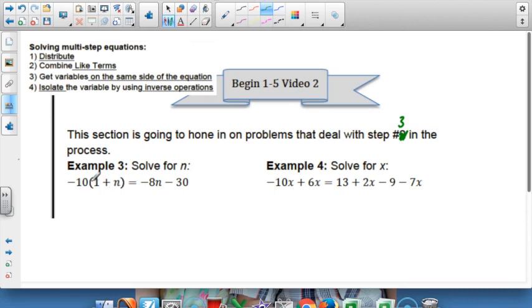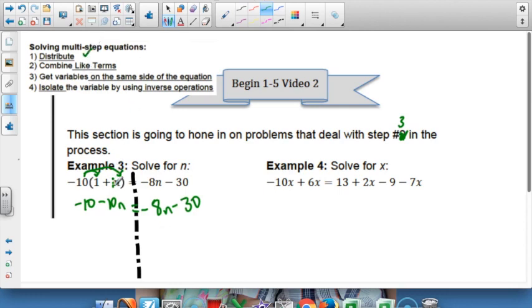So we're going to start by distributing. When I look at this example number 3, I see some parentheses. I've got a -10 out front. So that means I definitely need to distribute that -10. So -10 times 1 is -10. -10 times n, remember there's an understood 1 there, so I get -10n. On this side of the equal sign, there's no distribution to be done, so I'm going to go ahead and just rewrite this. All right, so distribution is complete.